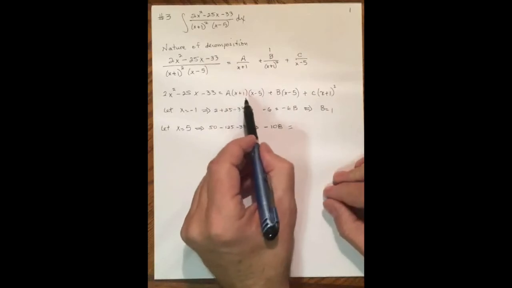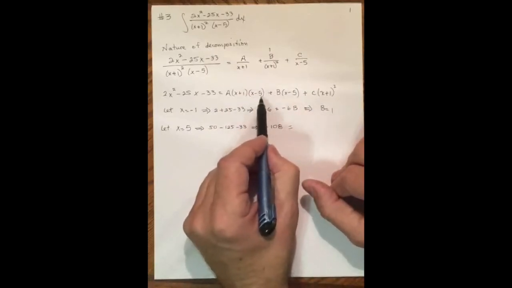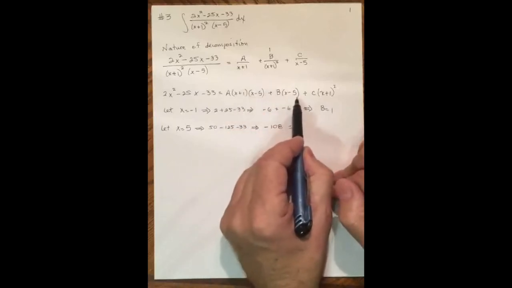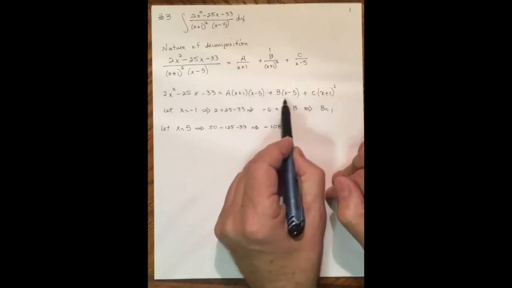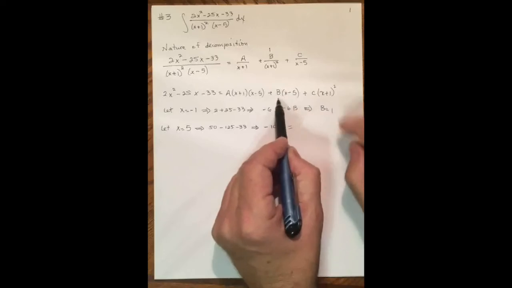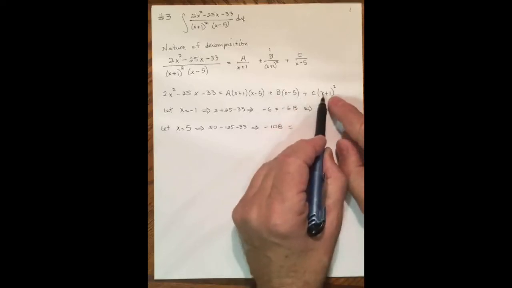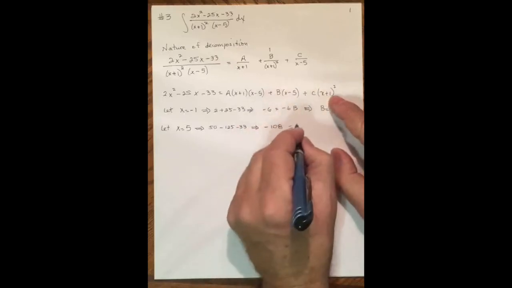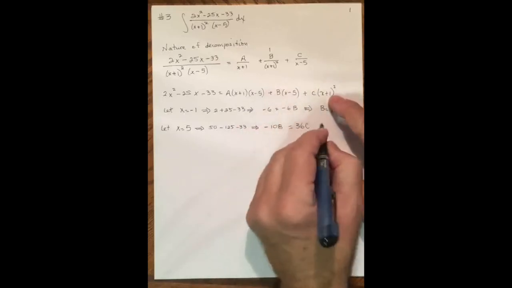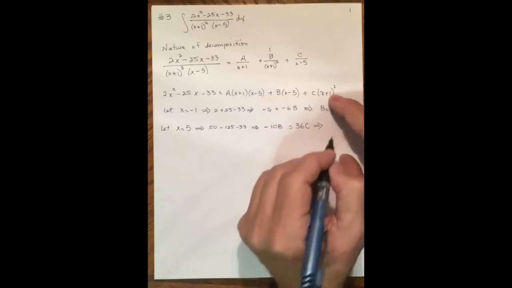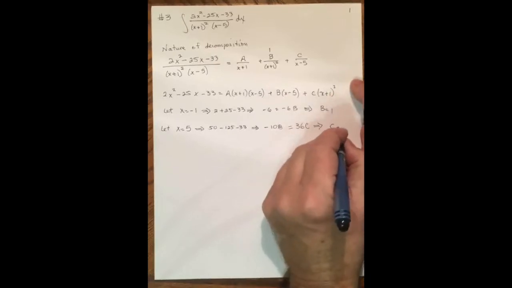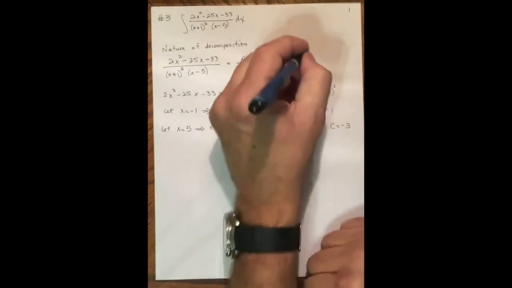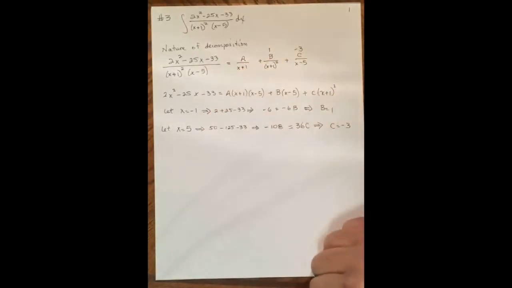Now what's going to happen on the right side over here? If I let x equal 5, this term is 0. And this term is 0. So I'm only left with this term. Remember, x is 5, so 5 and 1 is 6. 6 squared is 36. And now that gives me c is minus 3. Just as pretty as you please right there. That could not be better.